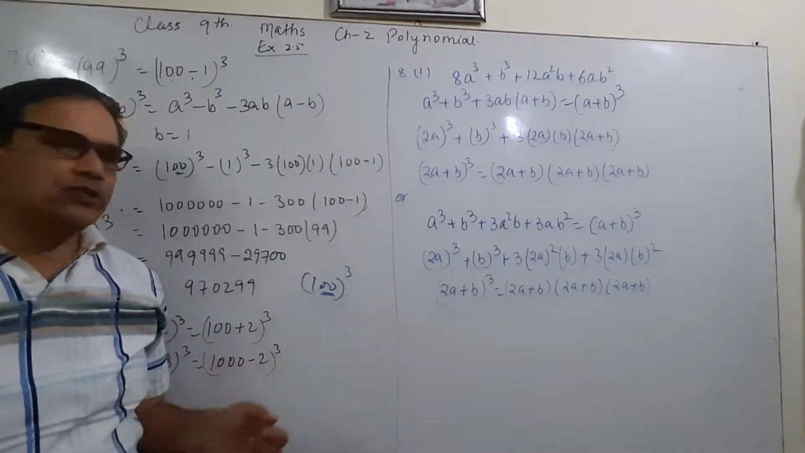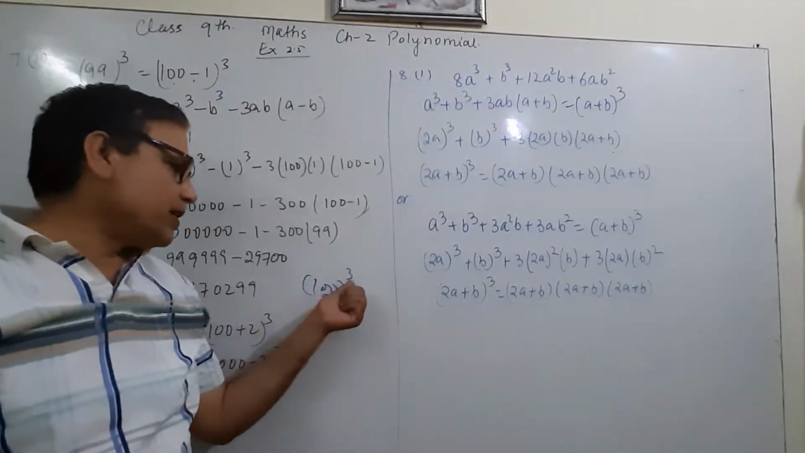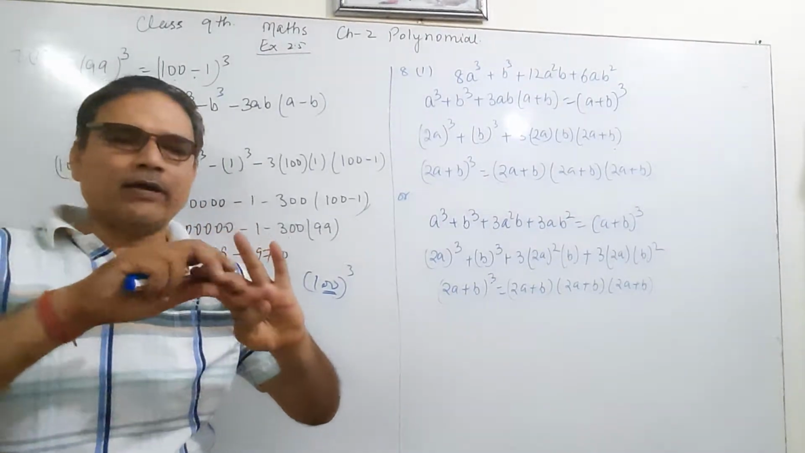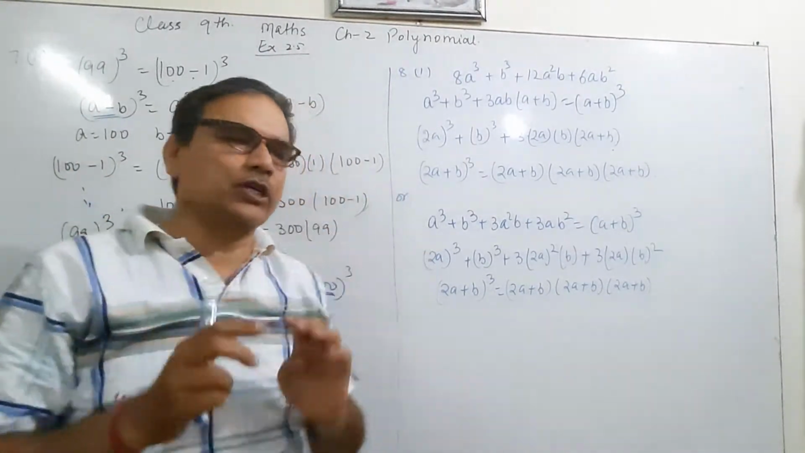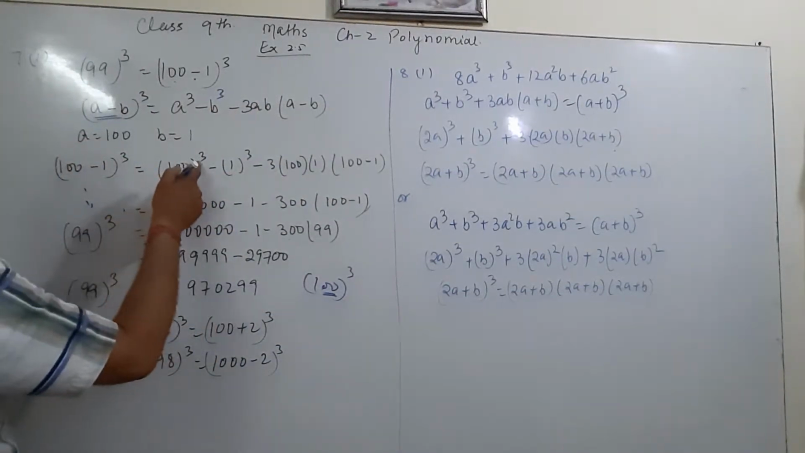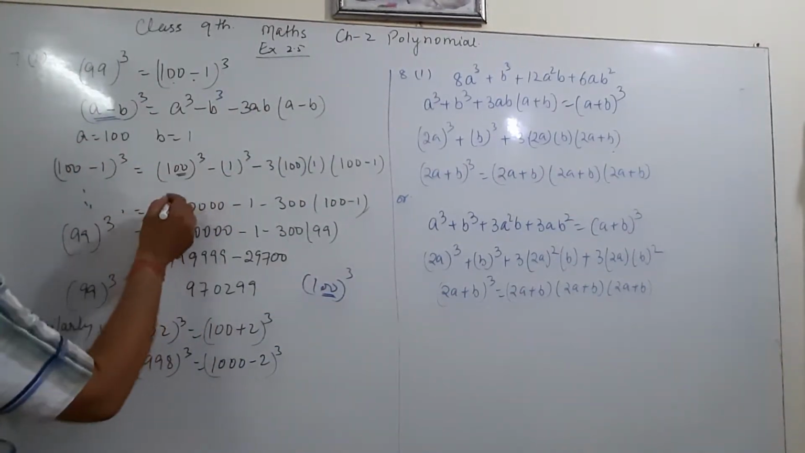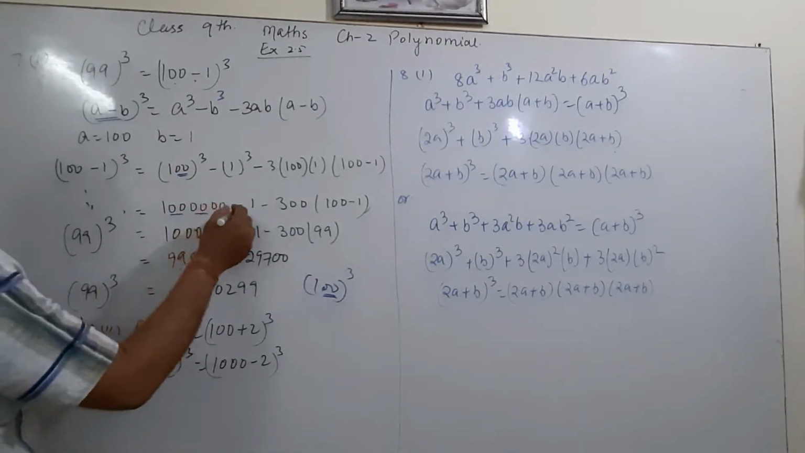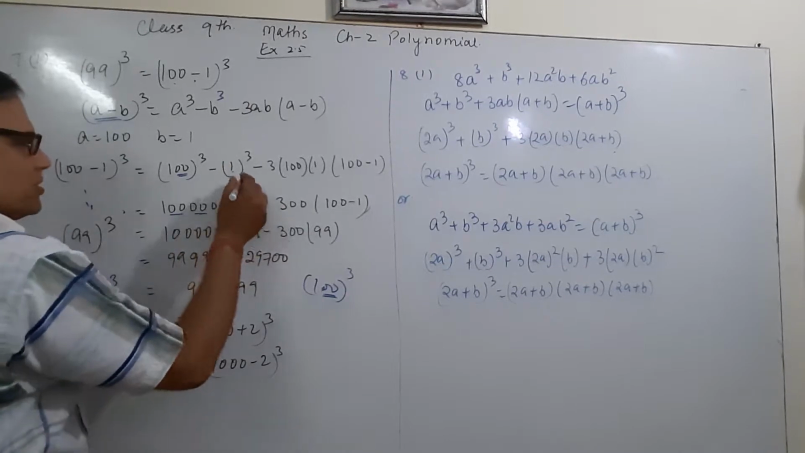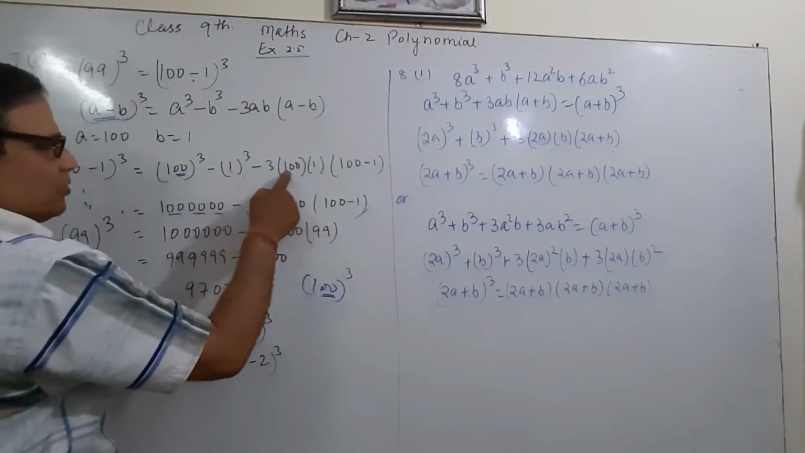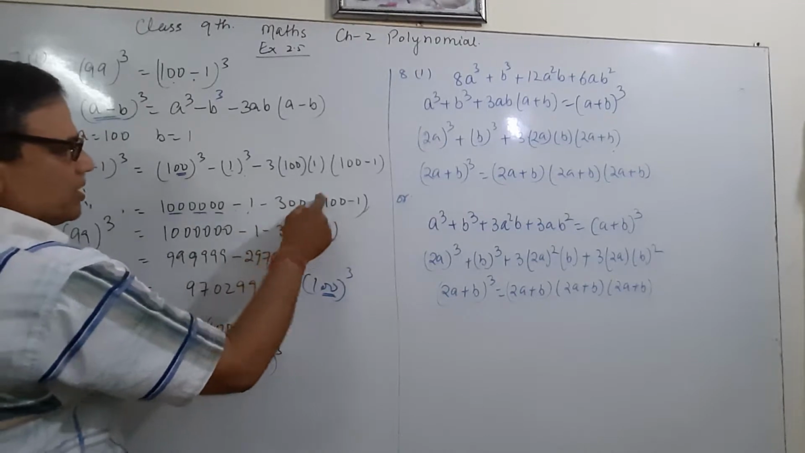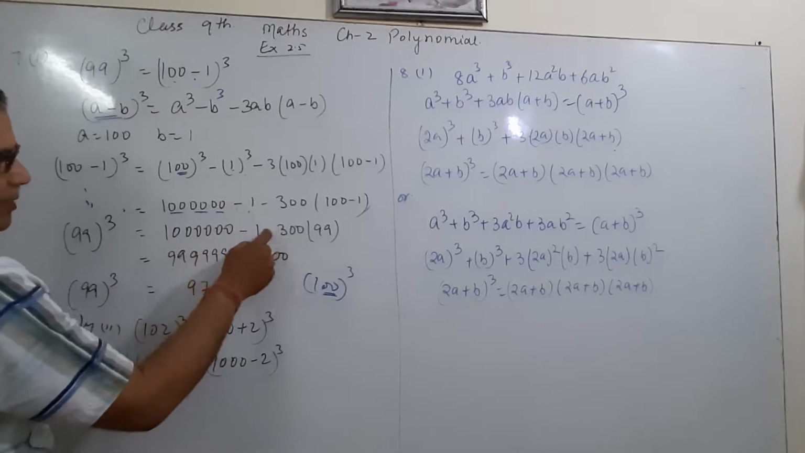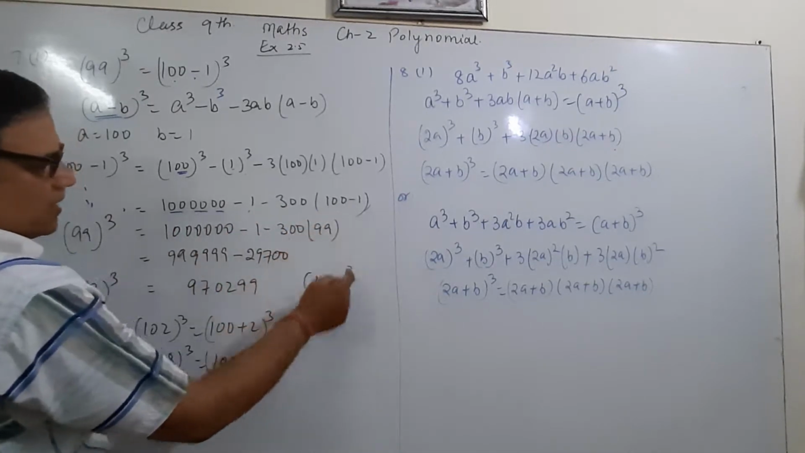Count the number of zeros in 100: there are 2. And 2 zeros we have to write 3 times, which means 6 zeros. So 100 power 3 is 1 followed by 6 zeros. Minus 1 cube is the same. Minus 3 into 100, that is 300, into 1; this will be the same. 100 minus 1 is 99.